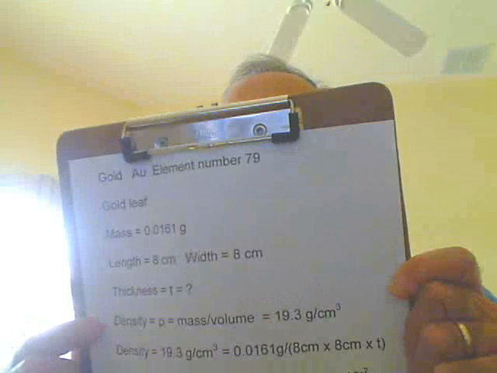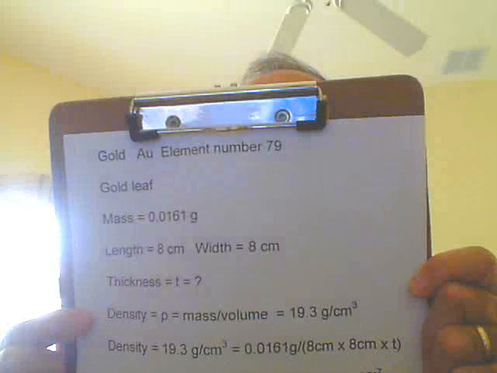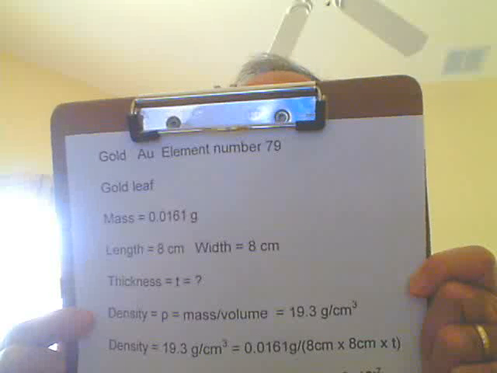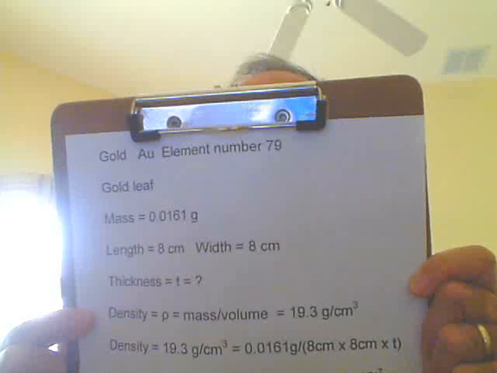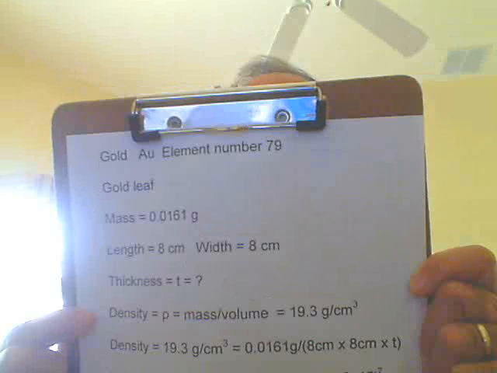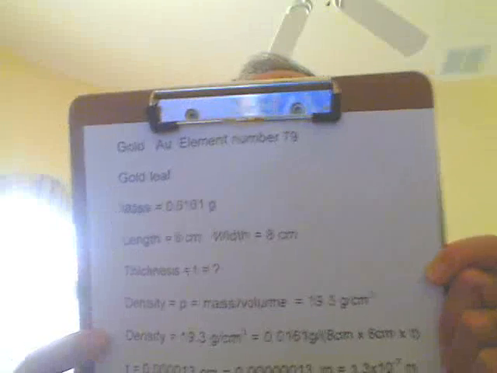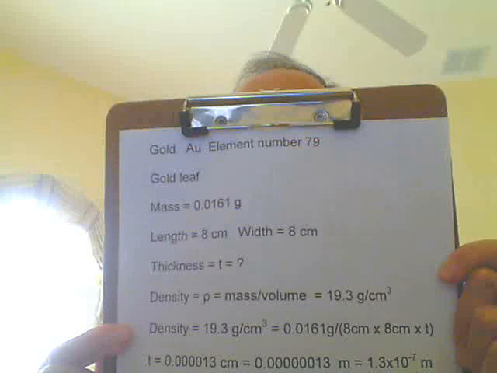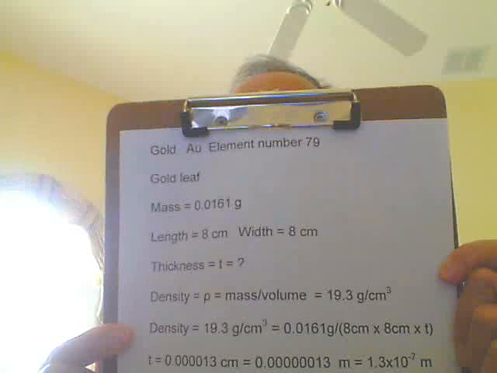But by using an equation involving the density, now the density with the symbol rho is the mass divided by the volume, the mass per unit volume, and it's 19.3 grams per cubic centimeter. So a cubic centimeter of gold has a mass of 19.3 grams. So I set up a very simple equation. Density, 19.3 grams per cubic centimeter, is equal to the mass divided by the volume.